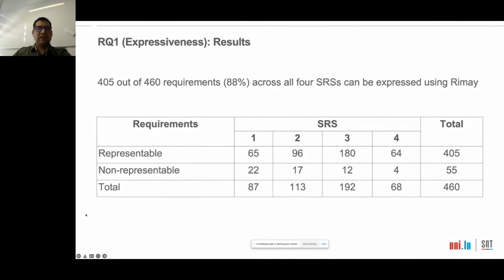We calculated the number of requirements that were rephrased using our language, and the table shows that REMAY is expressive enough to capture on average 88% of the natural language requirements statements in 4 previously unseen software requirement specification documents from the financial domain.